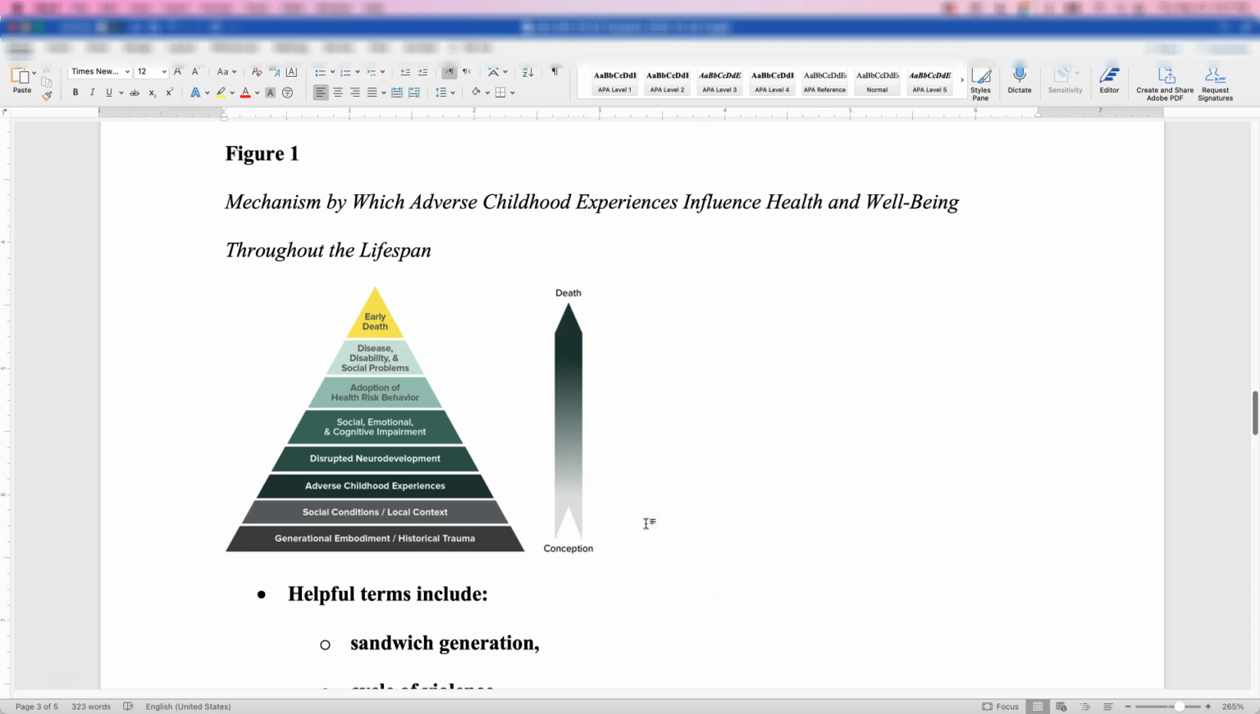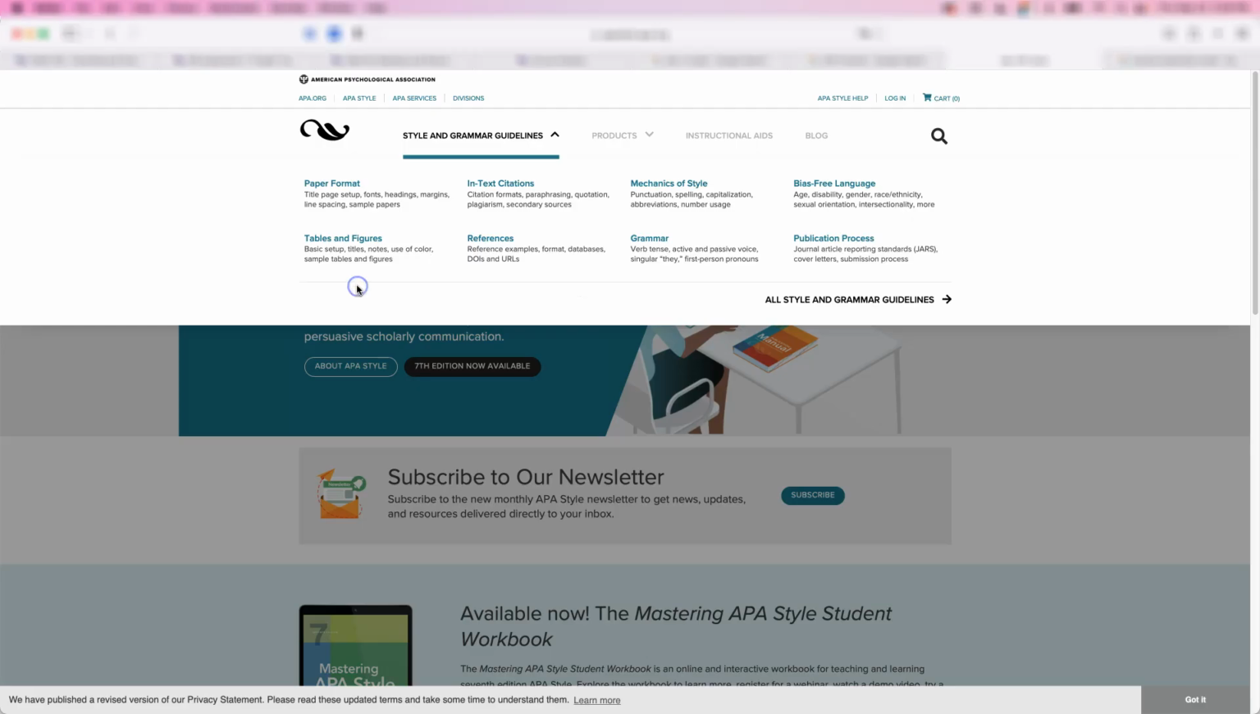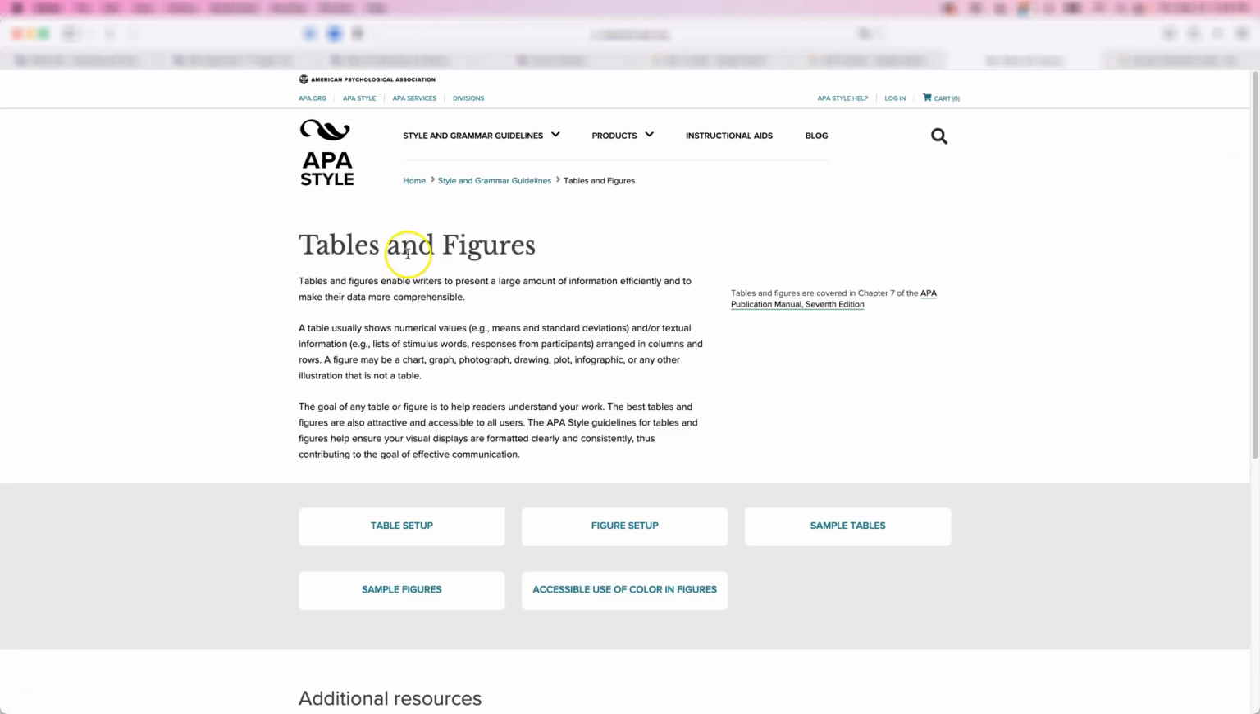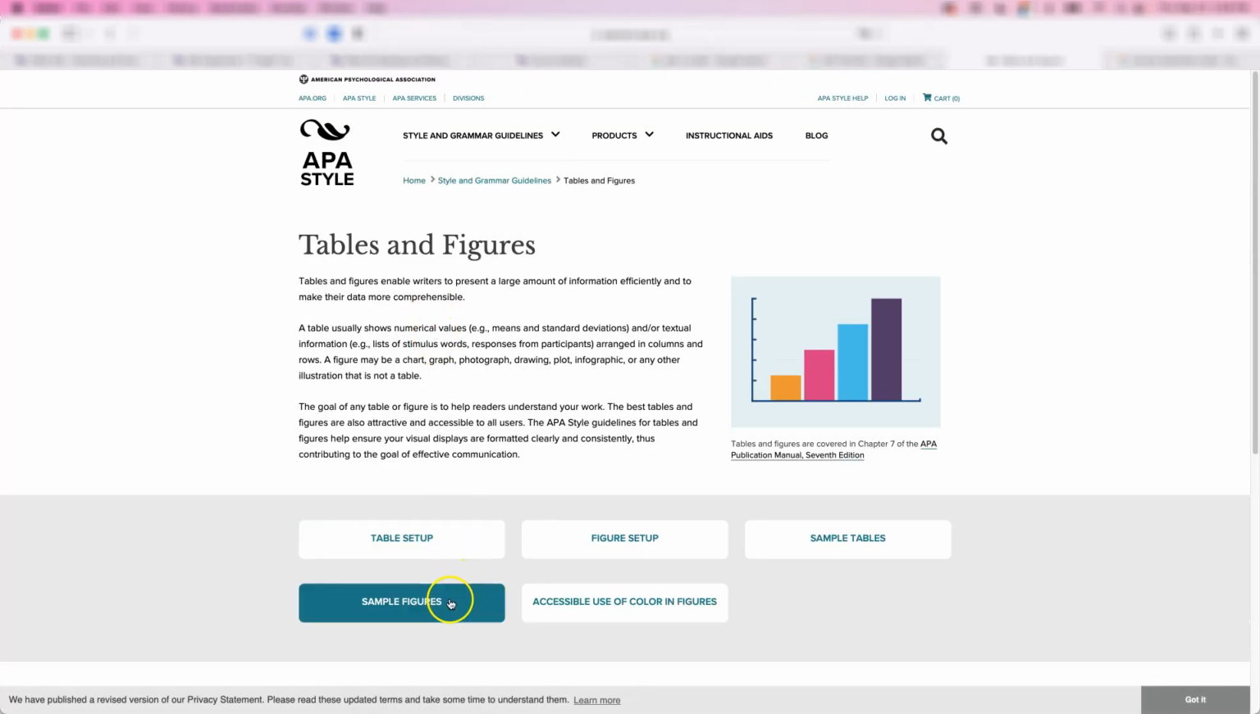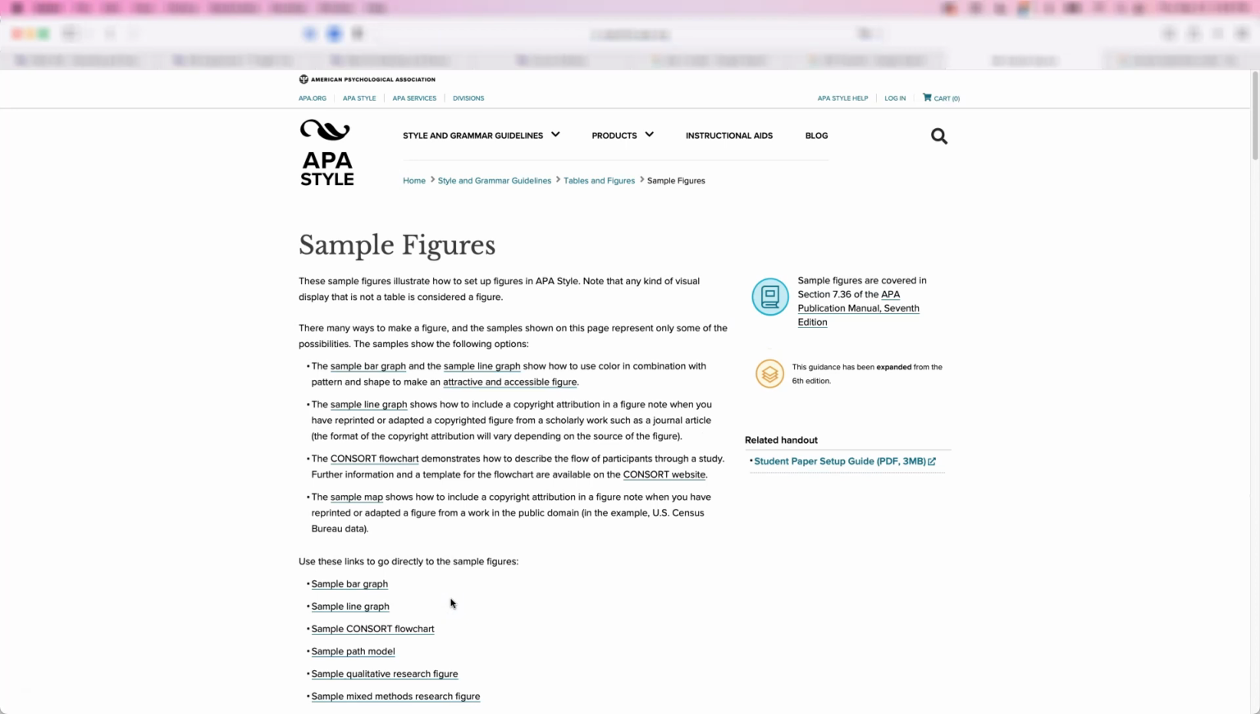Alright, so the next thing we need to do is to acknowledge our source here. And that's something where, if you're not sure how to do this, we can follow a model on the APA style website or on the APA 7th edition manual rules. Now I've gone to apastyle.apa.org and I'm selecting tables and figures. And we want to see some examples of this, so we're going to sample figures.